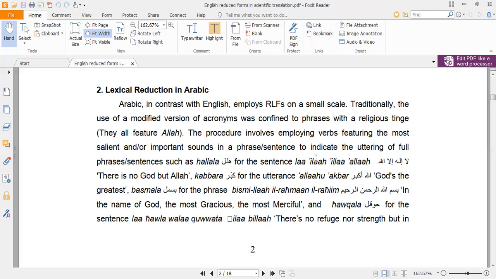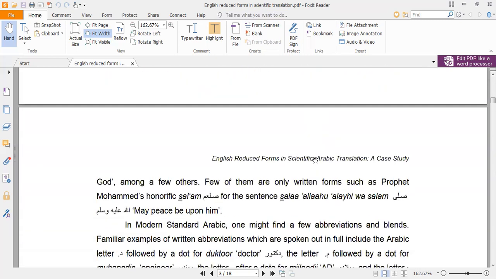Now, regarding the acronyms in Arabic, most of them are religiously bound. For example, we say هلل, meaning لا إله إلا الله; هلل كبر, الله أكبر; بسملة, بسم الله الرحمن الرحيم. We take the initial letters of every word. حوقلة, قال لا حول ولا قوة إلا بالله, and so on. So as you see, most of the acronyms in Arabic are religiously bound.